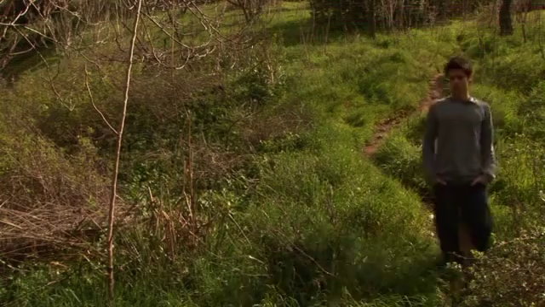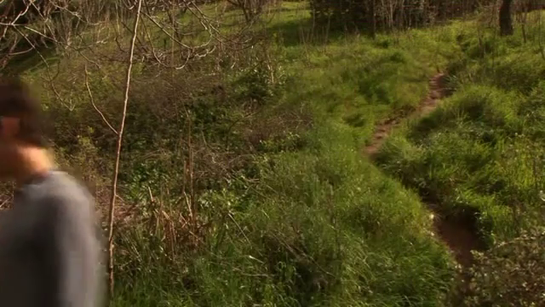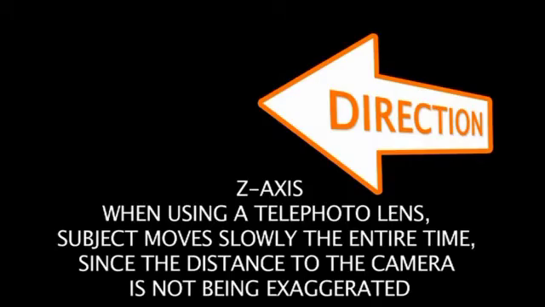And remember, telephoto lenses do the exact opposite. When using a telephoto lens, the subject moves very slowly the entire time since the distance to the camera is not being exaggerated. This means that the camera is so far away from the subject that the distance the subject is traveling is actually negligible compared to the distance the camera is from the subject.